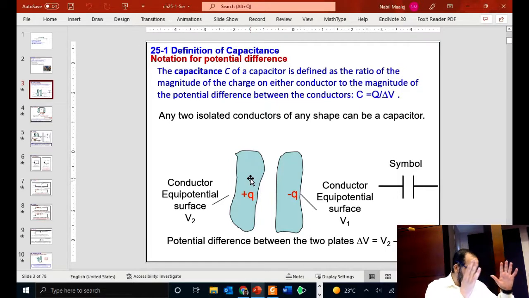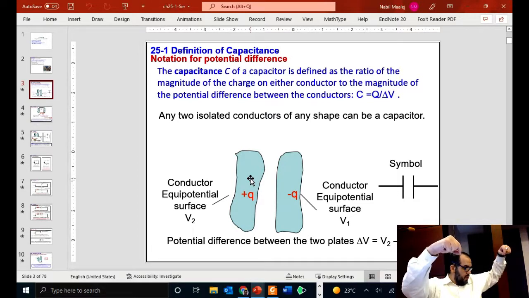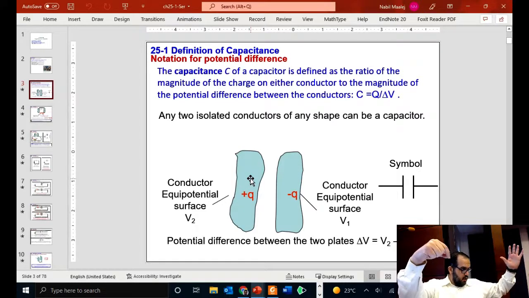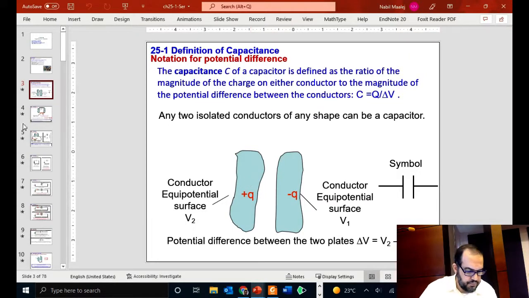Remember, a single charge will create a potential, so if we have many charges, they will create a potential. Here we have a potential difference between these two plates, that is delta V, and we have a charge Q on one plate and minus Q on the other. The capacitance is just equal to Q divided by delta V.